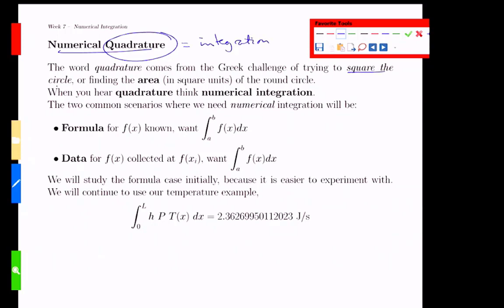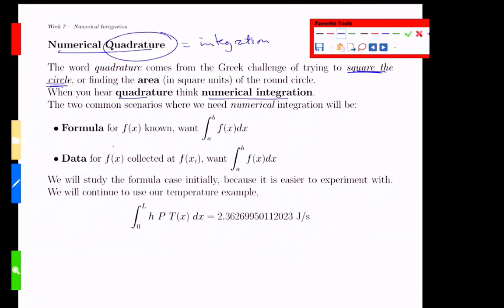And the source of it is it comes from quad, square, squaring the circle. So back in the Greek times, one of the challenges was to use a compass and a ruler to somehow find the area of a circle, which of course was really hard because you had to somehow turn a circle which has something with a pi in it into something square. And when you have irrational numbers running around like that, it turns out to be actually impossible to do with compasses and rulers. But it was a challenge that they set up, and it led to the kind of numerical integration that we do today. So if you think quadrature, think numerical integration.